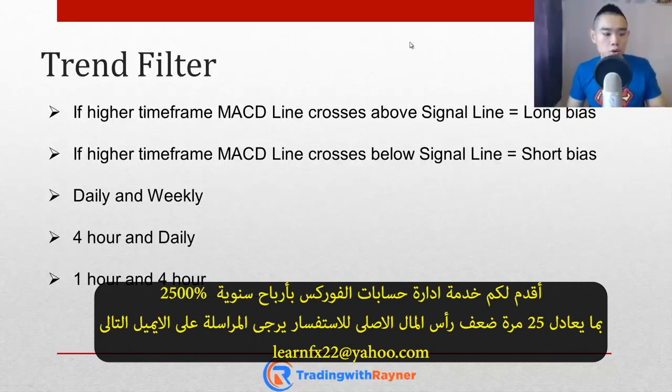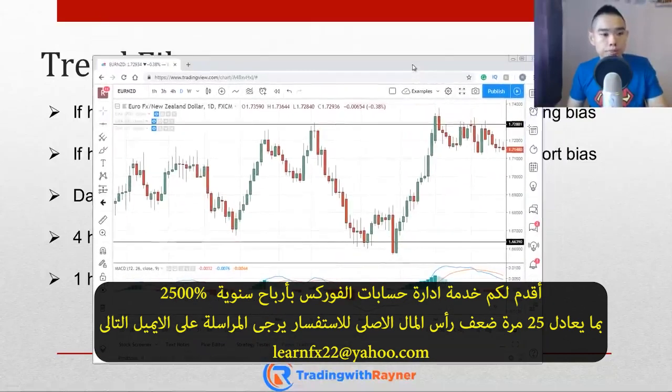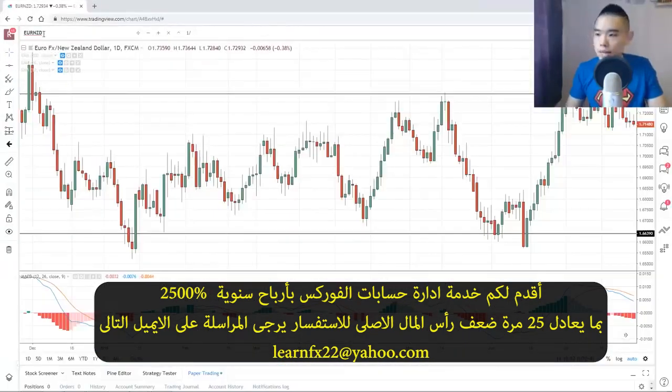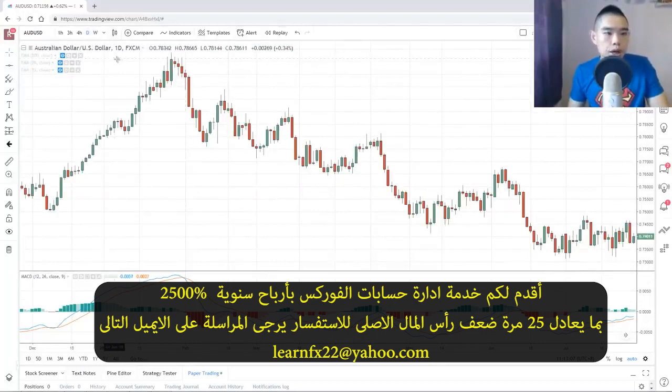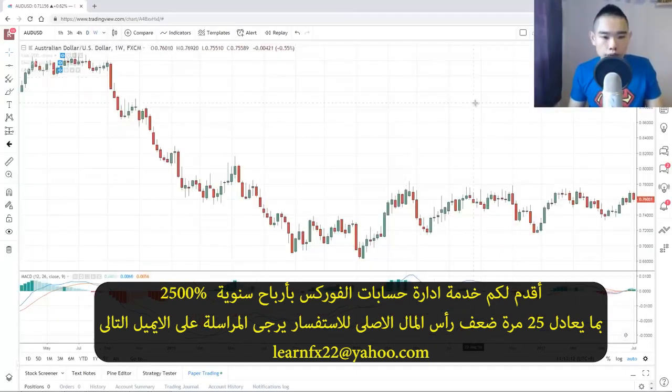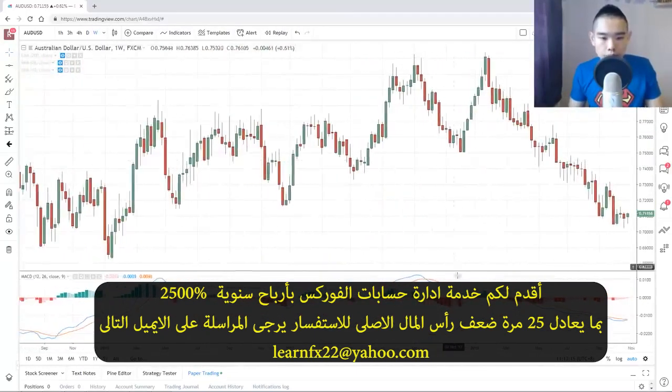So again, let me go through the charts and share with you a few examples. Okay, so let's have a look. This time around, Aussie dollar, just an example. Let's say we are trading off the daily time frame, so our higher time frame is the weekly time frame. If you look at the weekly time frame, you can see that over here the blue line, which is the MACD line, crosses below the signal line.